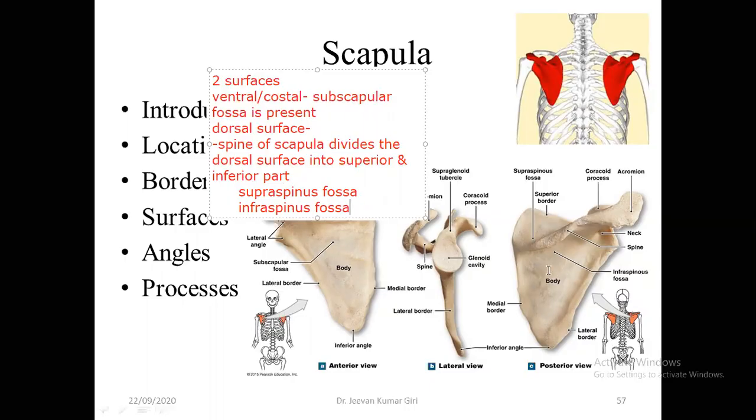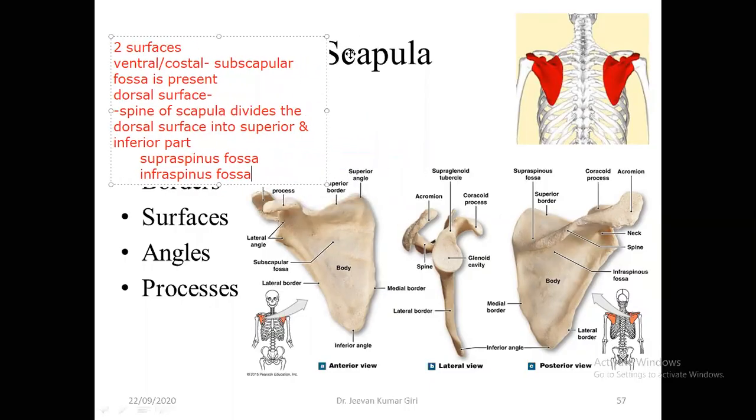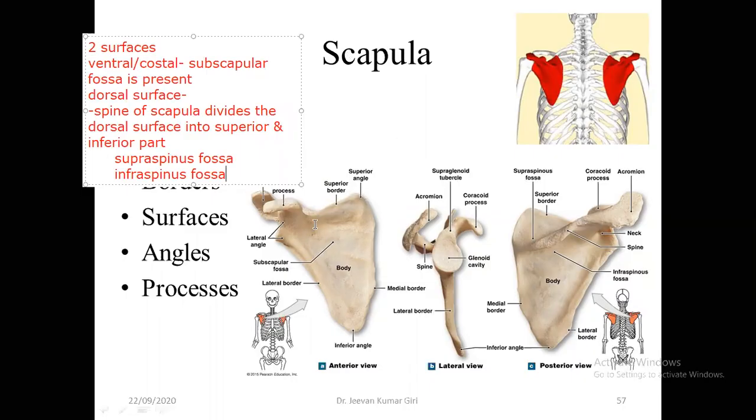Okay, are you getting up to here? So these are about the surfaces. The ventral or costal surface bears the subscapular fossa, whereas the dorsal surface is divided into an upper part and a lower part by the presence of the spinous process. The upper part bears the supraspinous fossa and the lower part the infraspinous fossa. Now we'll see the processes.